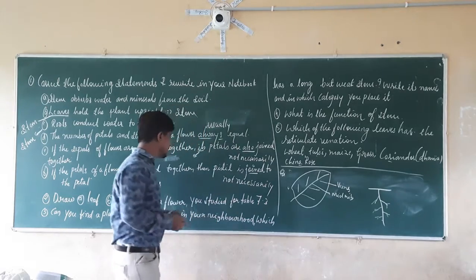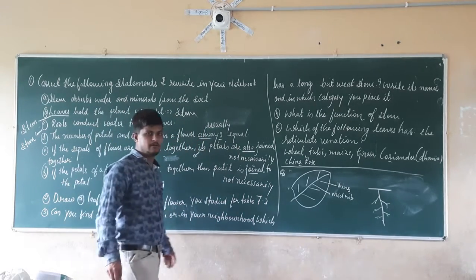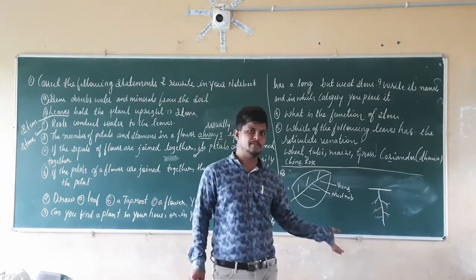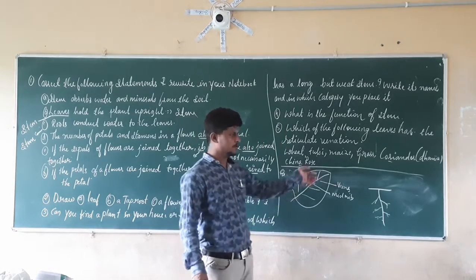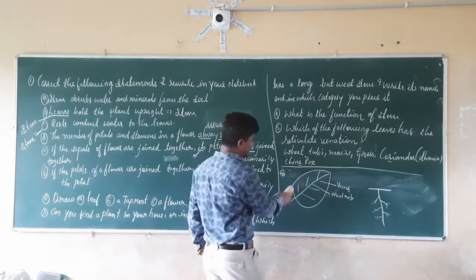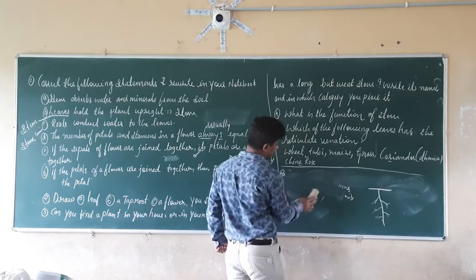Next, what you have to draw here? We have to draw the third diagram, which is a flower. You should draw a flower of a rose or a hibiscus. It depends on you. So you have to draw another diagram of the flower. So this is the answer for the main question number 2.